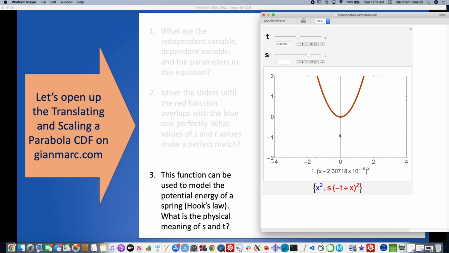Same sort of thing. Remember the potential energy of a spring, 1/2 kx squared. So if we set s to 1/2 times k, whatever our k value is, and then the t. So what's the physical meaning of that? Think about that for a second. What could that be?